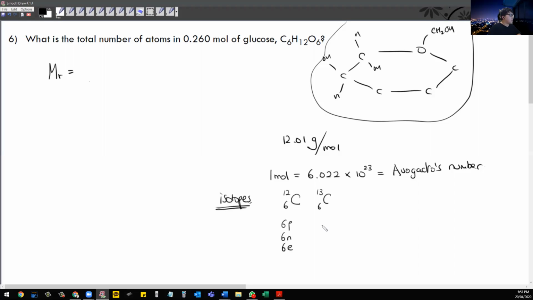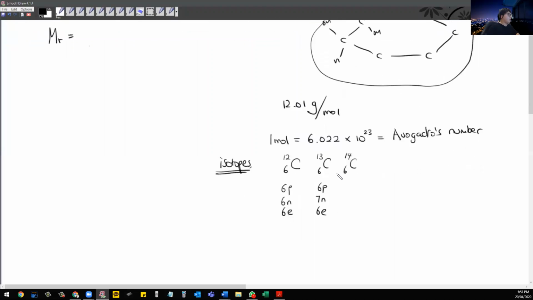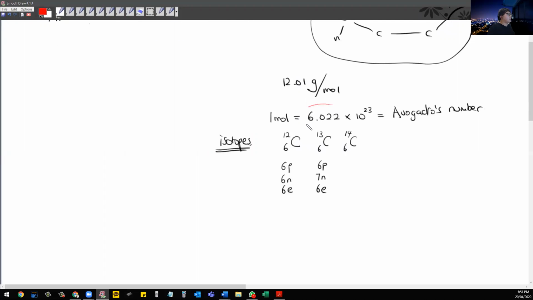And this one is made up of 6 protons and 7 neutrons and 6 electrons, right? Just different mass. So we've gone through that before. And there are a bunch of different isotopes. But if you have, I'll tell you where this number came from. It's just for your information, it's not necessary to know at this stage.